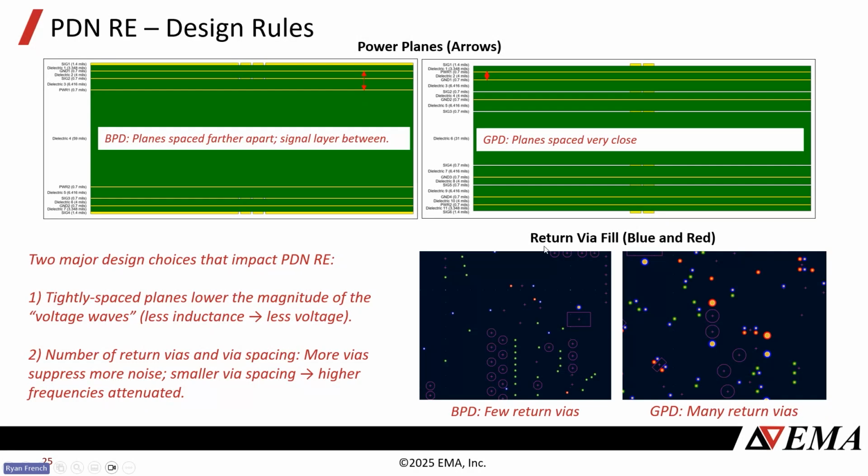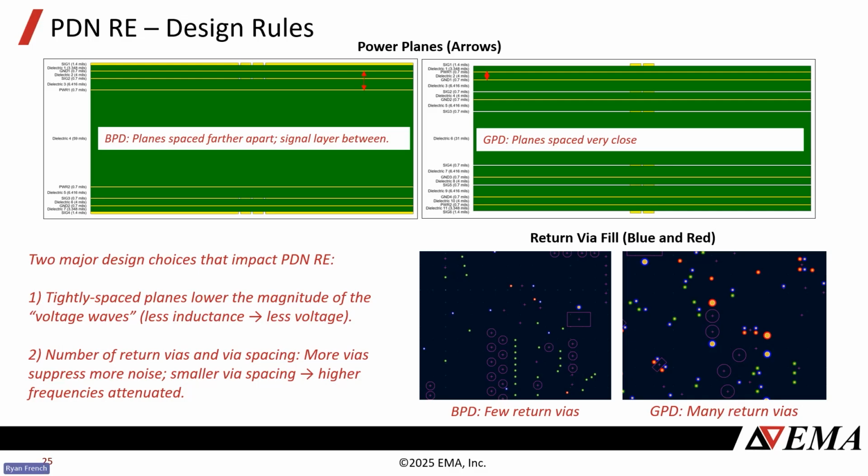And then the via fill. Again, we've already talked about this, but adding a lot of vias when you're done with your design, having nice ground vias next to signal vias, and then when you're done with your design, sprinkle in as many ground and power vias as you can. More vias suppress more noise, and the smaller the spacing of those vias means that you're going to be attenuating, or damping, a lot more higher frequencies.